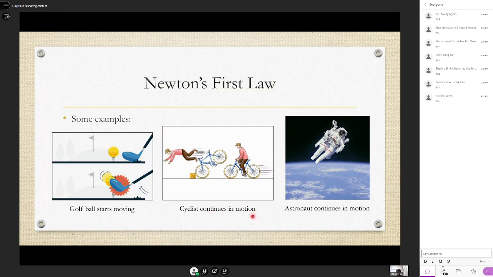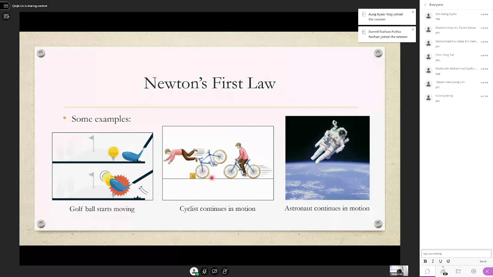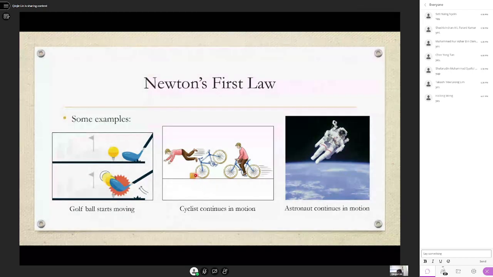Cyclist continues in motion. So imagine this cyclist is cycling to the left, correct? Then it hits a stumbling block here. Because the block stops the bicycle, the bicycle stops. But the man, nothing is trying to stop him from moving forward. So he would tend to want to move forward. That's why if your bicycle gets stopped by something, you will want to fly forward. It's the concept of inertia because no force is trying to pull you back.